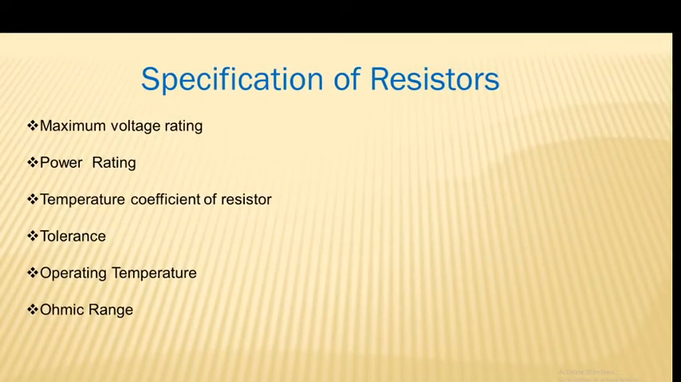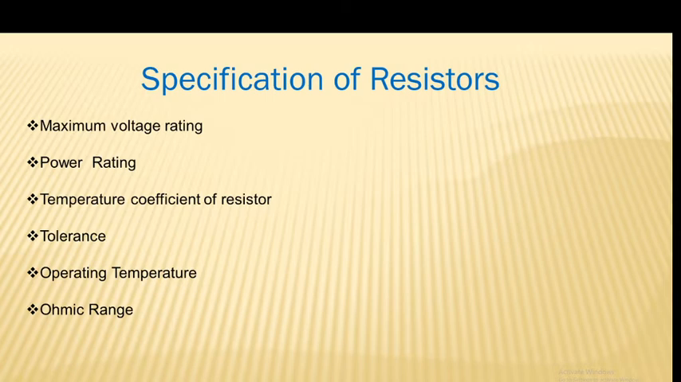The first specification is the maximum voltage rating. This specification indicates how much maximum value of voltage can be applied to the resistor. If the applied voltage is more than its rating, then that resistor may be burned out, and hence the user must know the maximum voltage applied to the resistor. Maximum voltage rating depends on physical shape and resistance value of resistor.